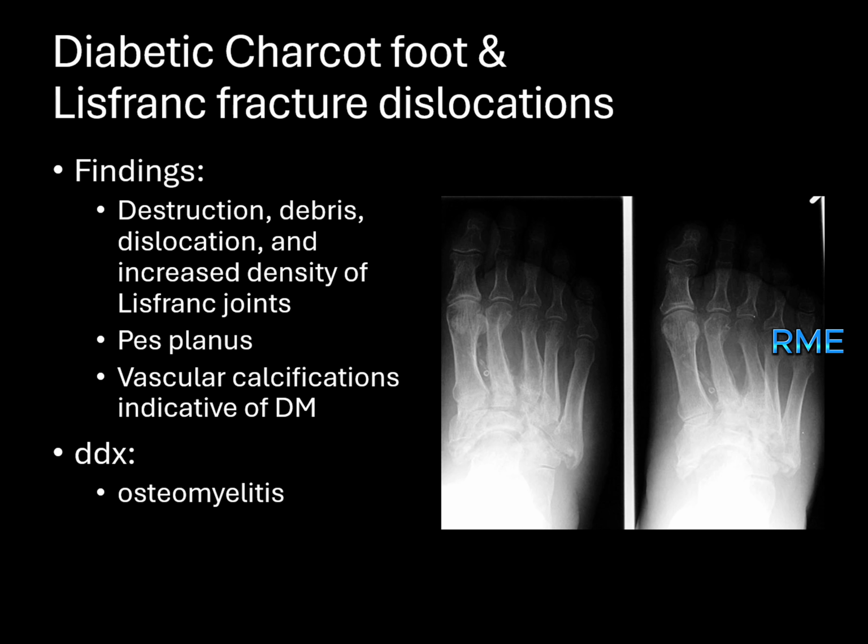Differential diagnoses include osteomyelitis. To further evaluate, an MRI can help differentiate between Charcot arthropathy and osteomyelitis. Management involves offloading and immobilization, and surgical intervention may be needed in severe cases.